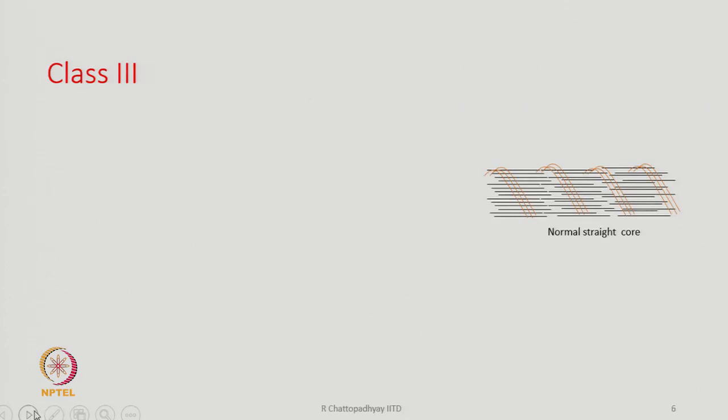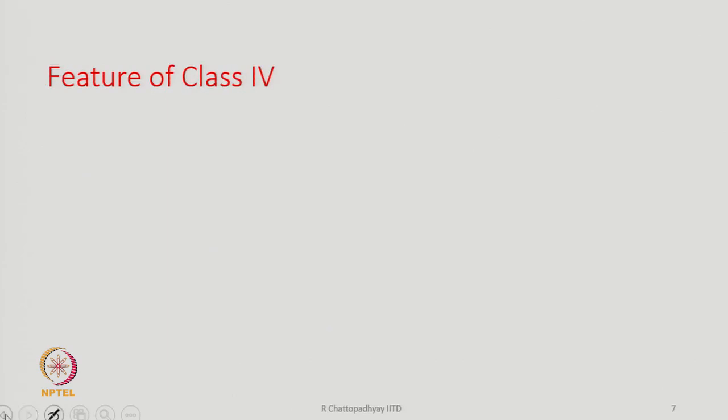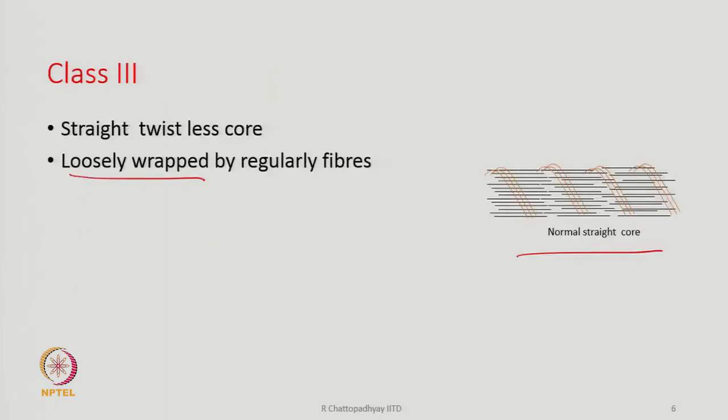Then I come to the next part, the diagram is shown here: a normal straight core, and there are wrappers also. So, the core is twistless, fibers are parallel, and it appears there is no twist trapped. Only we find there are wrapper fibers at regular intervals, and these fibers which are wrapping it may be a little loose. So, this kind of place can also be seen in the yarn.